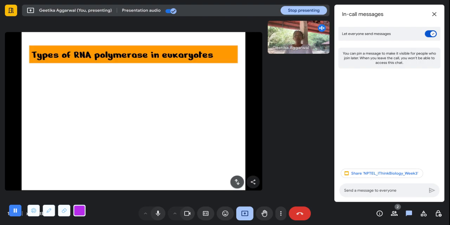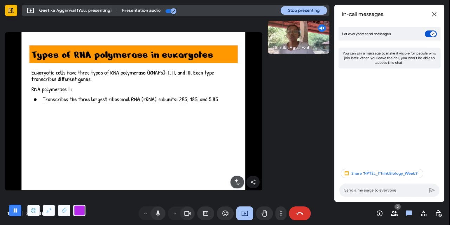So, coming to the types of RNA polymerases in eukaryotes, as I mentioned when talking about the difference between eukaryotes and prokaryotes in terms of their transcription. In prokaryotes, there is only one kind of RNA polymerase, which functions for transcribing everything, proteins and RNAs and everything. But in eukaryotes, we have three different types of RNA polymerases. Each type transcribes different types of genes.